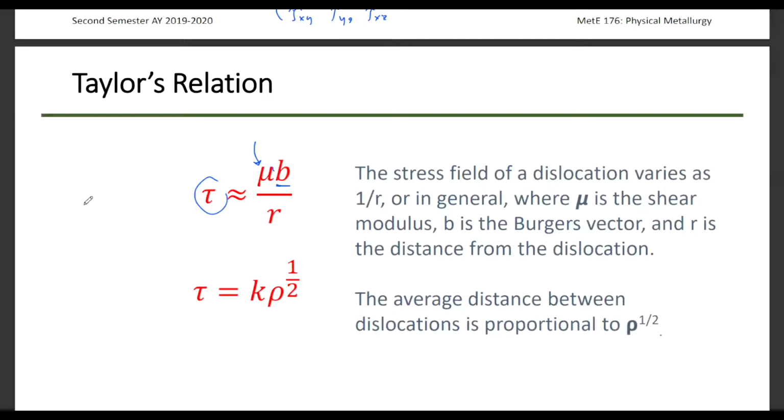So if you look at... parang ganun. So kunwari meron kang crystal dito, and this is a half plane, no? So meron kang planes. Tapos we have a half plane, and therefore meron tayong edge dislocation dyan.